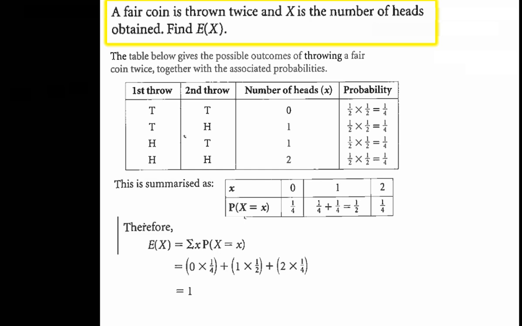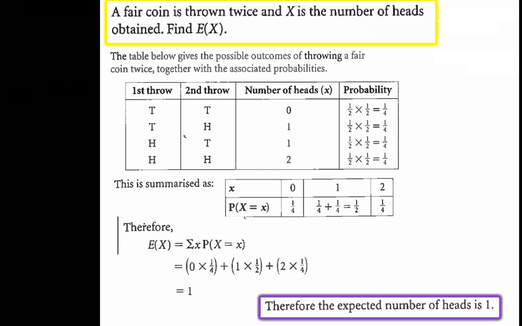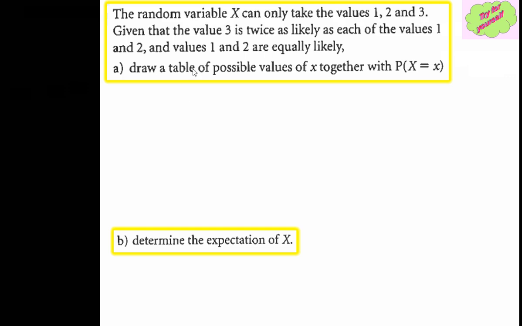Let's do another example where it might be a bit of a different outcome. It doesn't always equal 1, by the way. So let's try a different one, where you might not get an answer of 1. The random variable X can only take the values 1, 2, and 3. Given that the value of 3 is twice as likely as each of the values of 1 and 2, that can help you to work out the probabilities, and the values of 1 and 2 are equally likely.